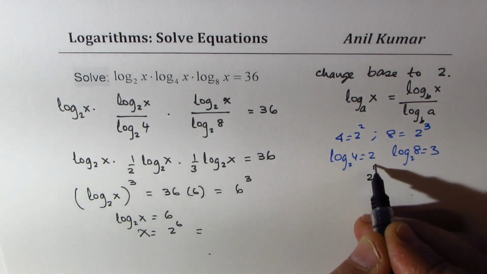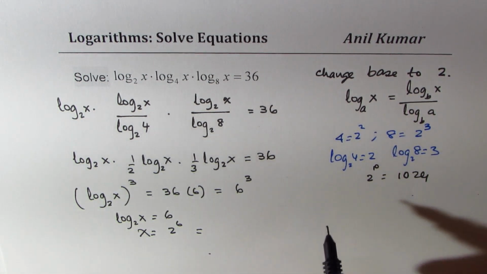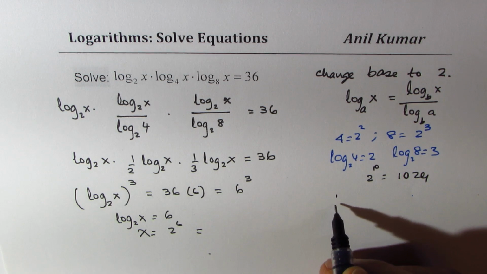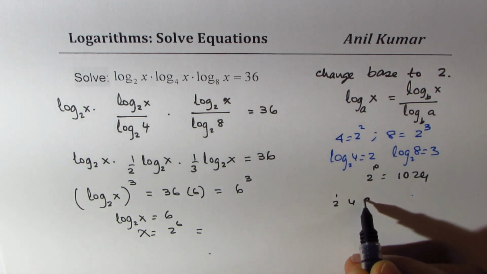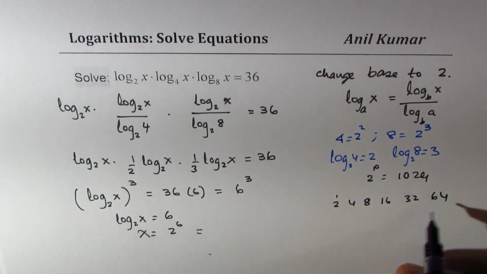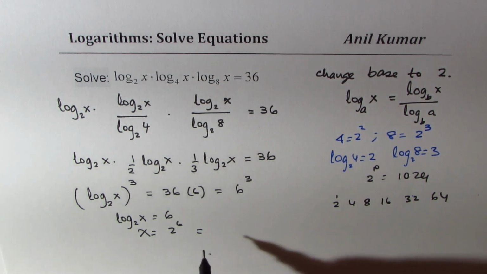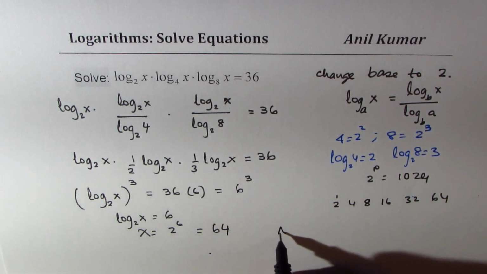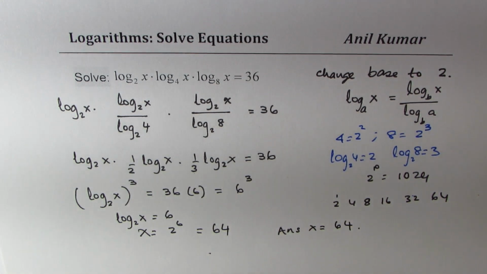Correct? So we know 2 to the power of 10 is 1024. We could go like this, or 2 to the power of 1 is 2. Then we have 4, and then 8, and then 16, and then 32, and then we have 64. So 2 to the power of 6 is 1, 2, 3, 4, 5, 6, is 64. So our answer here is x equals 64. Correct. So that is how we could easily solve this question. I hope that makes sense.